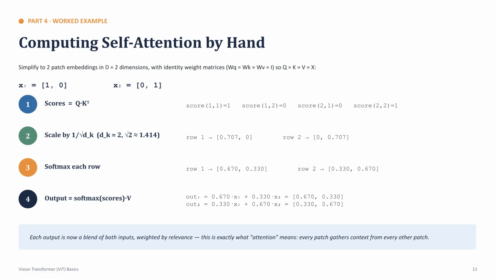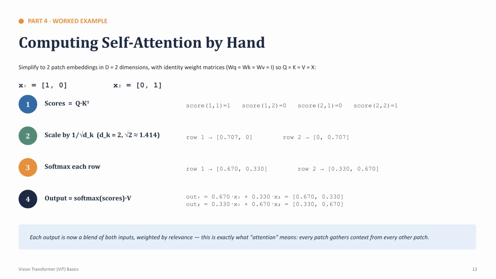Step 1. The raw scores are Q times K transpose, giving us a score of 1 for each patch attending to itself and 0 for attending to the other. Step 2, we scale by 1 over the square root of dk. Here, dk is 2, so we divide by about 1.414, giving 0.707 and 0. Step 3, softmax each row, which turns those scores into 0.670 and 0.330.